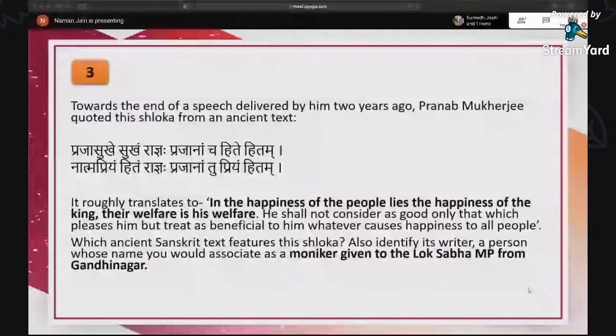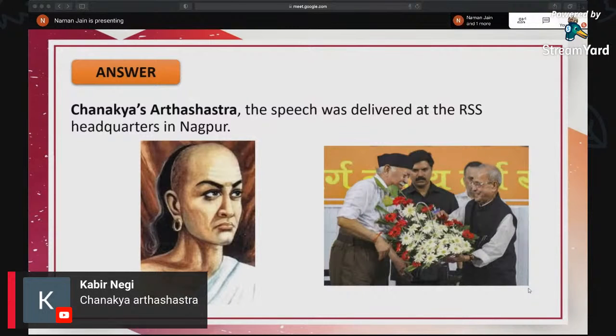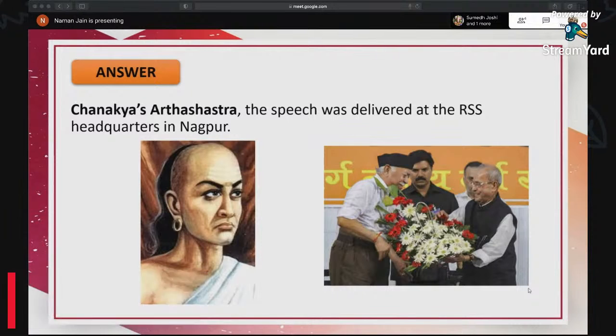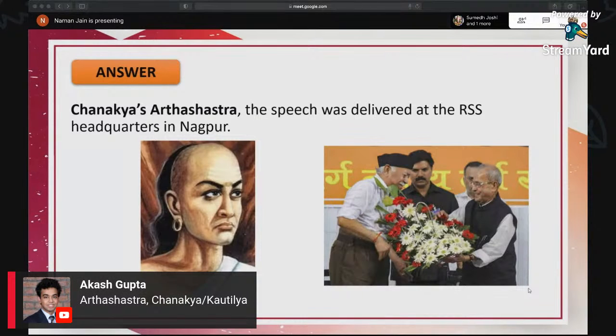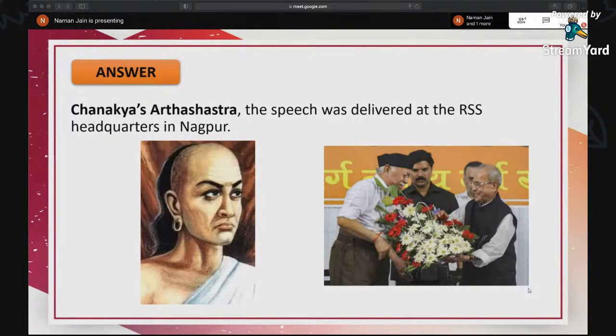Well done, people. And the speech by Pranab Da, another great Indian whom we lost this year, was given at the RSS headquarters in Nagpur, the Rashtriya Swayamsevak headquarters in Nagpur. So this was the speech given by him in which this sloka featured. So we're moving on to question number 4.